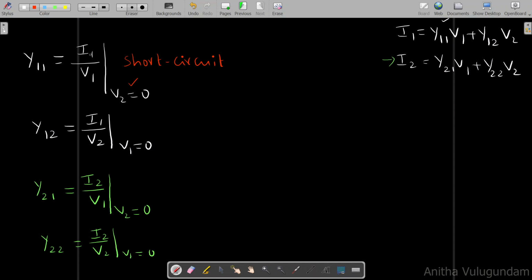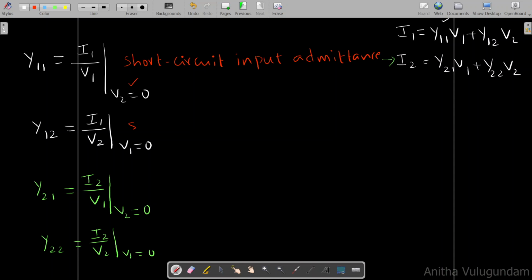Then look for the ratio. This is the ratio of a port 1 variable to a port 1 variable, so this is happening at the input side. So we can write this as input. Then look at the variables: I by V means admittance. Short circuit input admittance. Next, Y12. Y12 is I1 by V2 when V1 equal to 0.